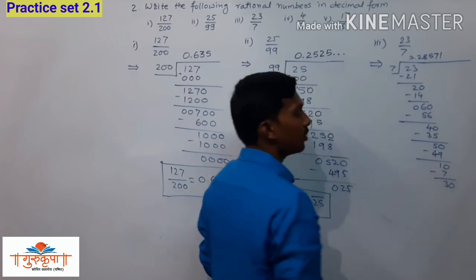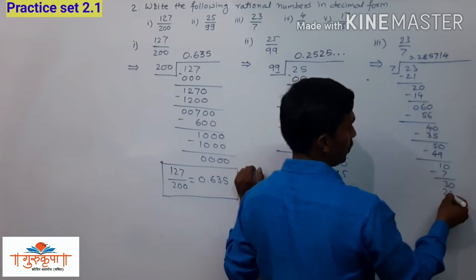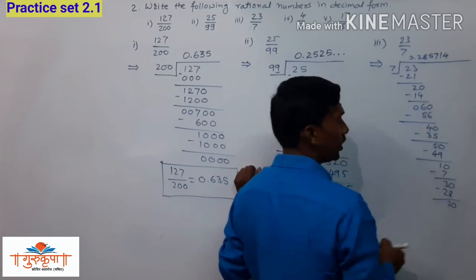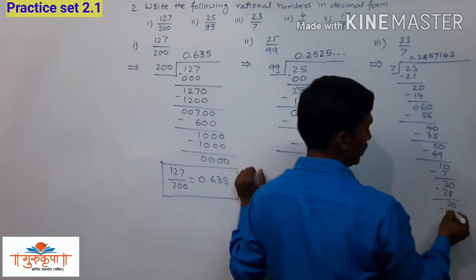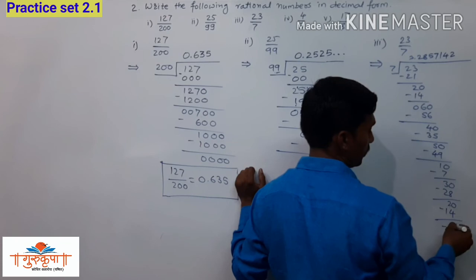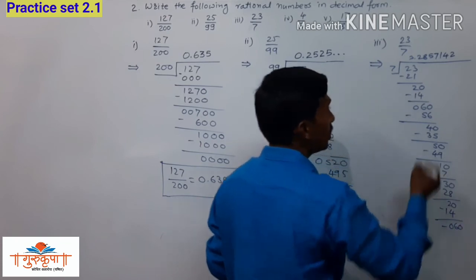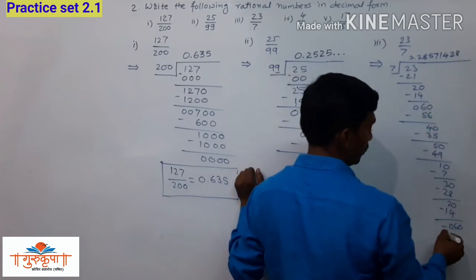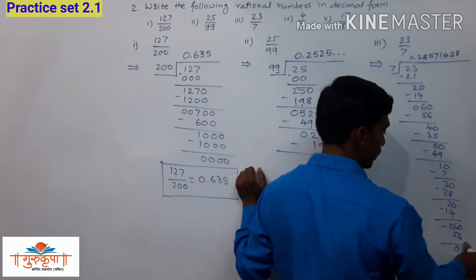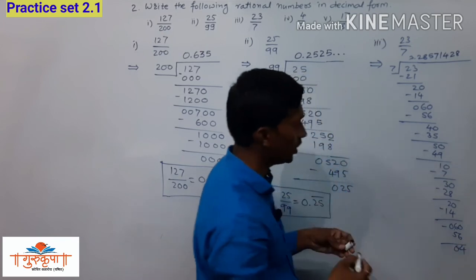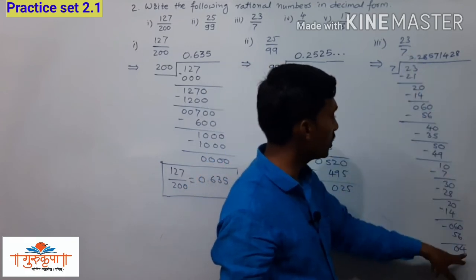We will put 0 there. We have 30. This 7 4s are 28. Now 2 is remaining there. So we have 20. This 7 2s are 14. Now 6 is remaining there. The subtraction is 6. Now we have to get again 0 there. 7 8s are 56. Now here we see that the repetition has started. 4 is remaining there. This is 60 minus 56.